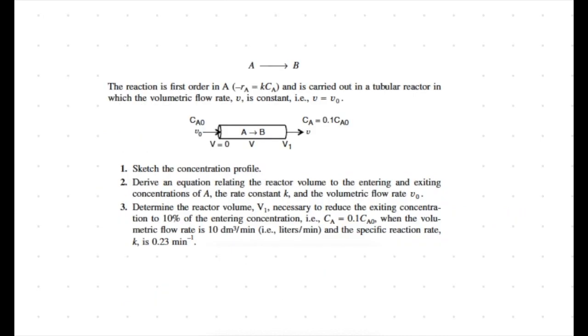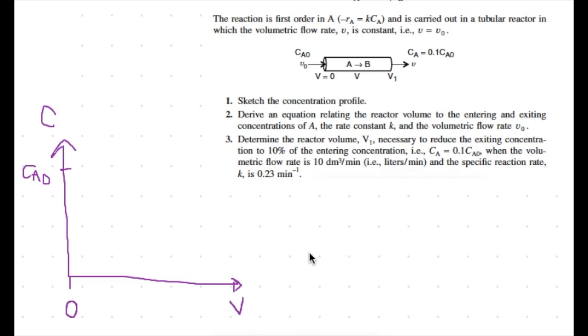Now let's try to solve this example using what we've learned. The first question asks us to sketch the concentration profile. Concentration profiles are usually seen with volume on the x-axis and concentration on the y-axis. The x-axis goes from 0 to the entire volume of the reactor, and the concentration goes from 0 up to the initial concentration of reactant A.